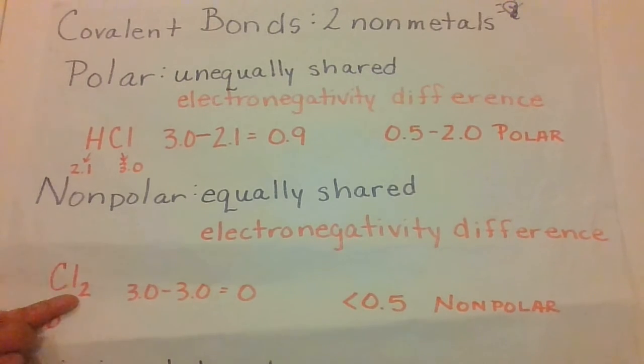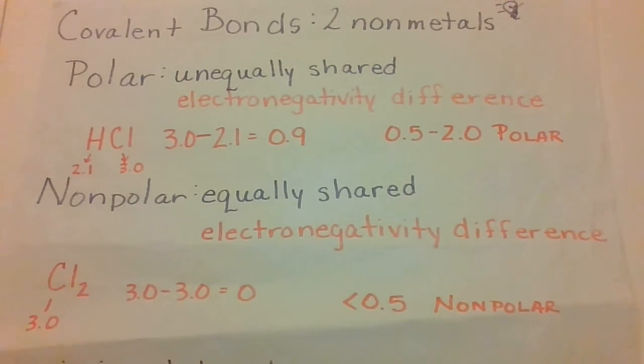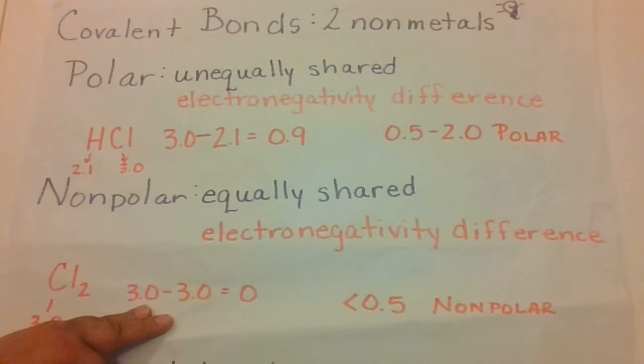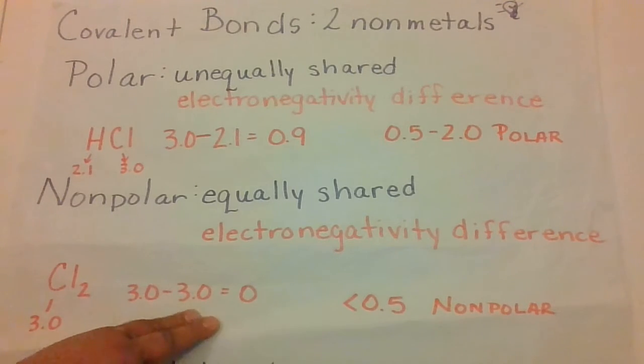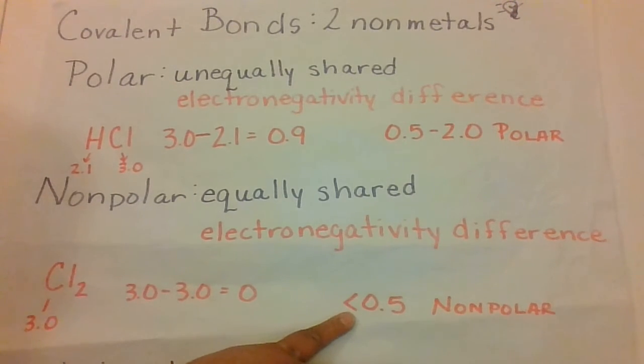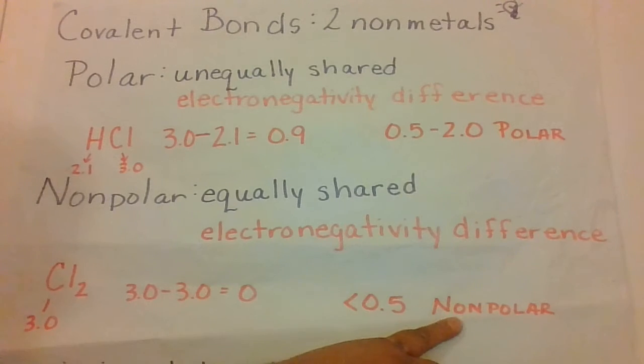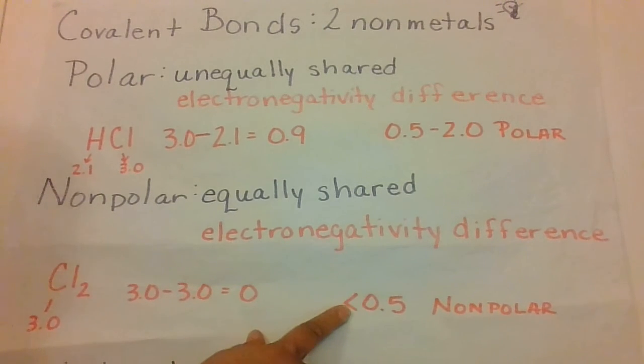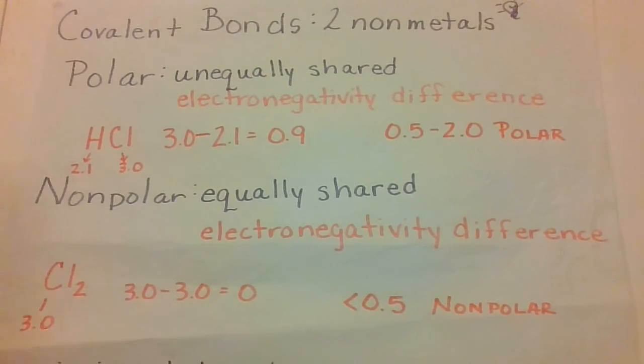Okay, our next one is going to be nonpolar covalent bonds, which means they are equally shared electrons. So here we have Cl2. So we have two of the same element in this compound. So we know 3.0 from our electronegativity chart for each chlorine. So 3.0 minus 3.0 is of course going to give us 0. So that's going to be any number up to 0.5, and it's nonpolar. So 0 we know is less than 0.5. So that is going to be a nonpolar covalent bond.